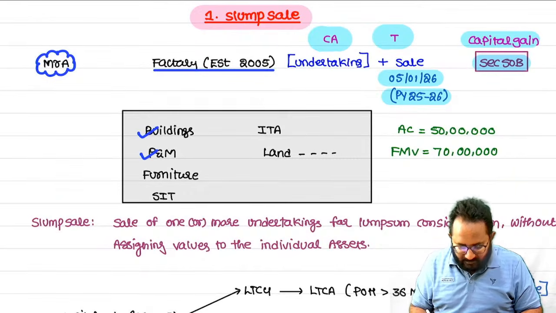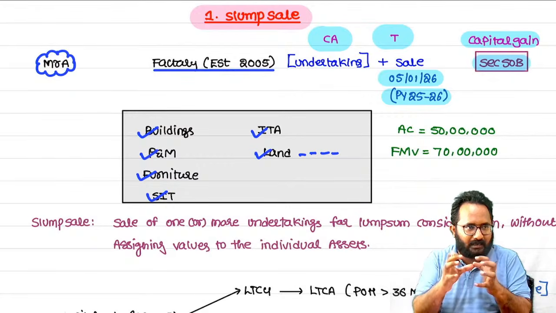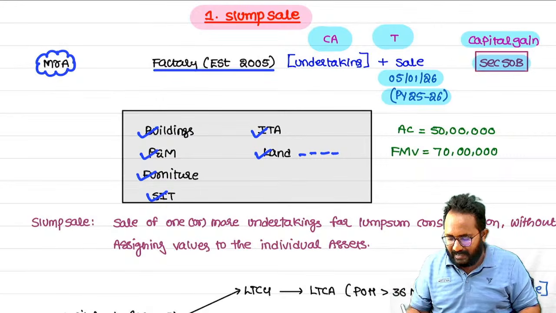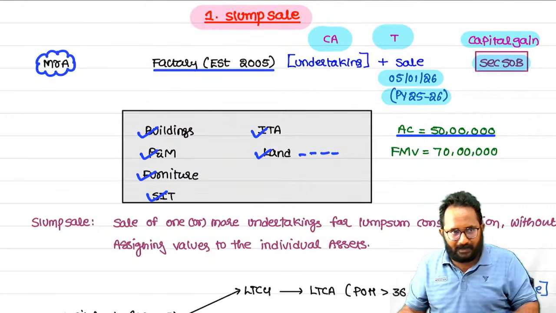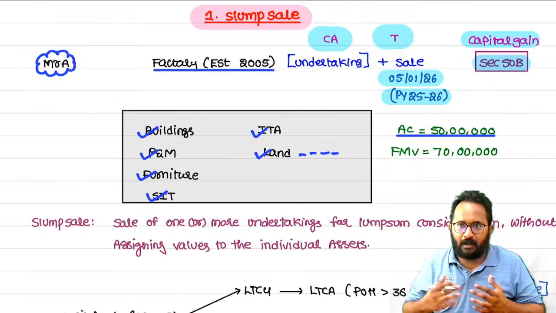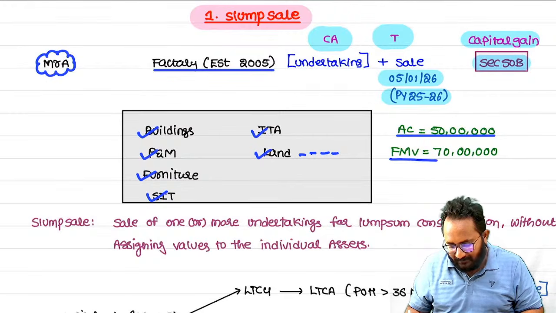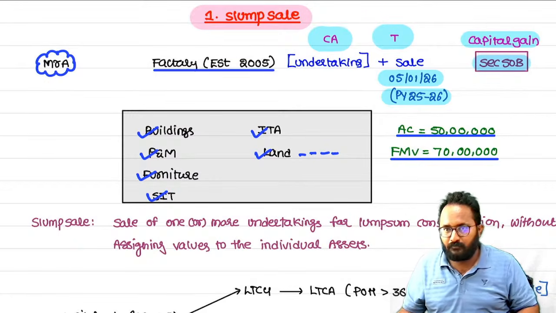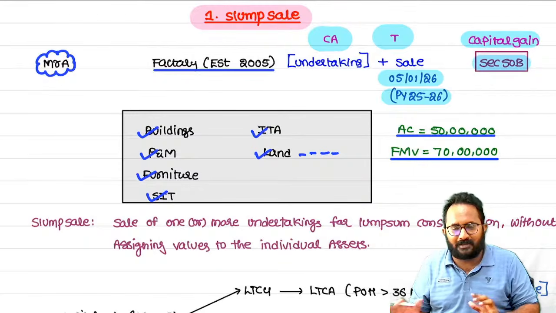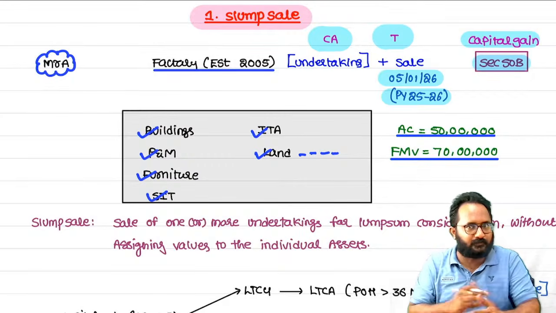Now I will tell you what assets are involved in this factory. Buildings, plant and machinery, furniture, stock in trade, intangible assets, land, and unsown assets are there. Now, as a unit, we are transferring to others, right? What is the actual consideration we are receiving for transfer of this entire undertaking? 50 lakh. But the fair market value of our entire undertaking is 70 lakh. You have the capability to sell it for 70 lakh, but you actually sold it for 50 lakh. So here also we are trying to do tax avoidance only. We are selling intentionally for less than its fair market value.